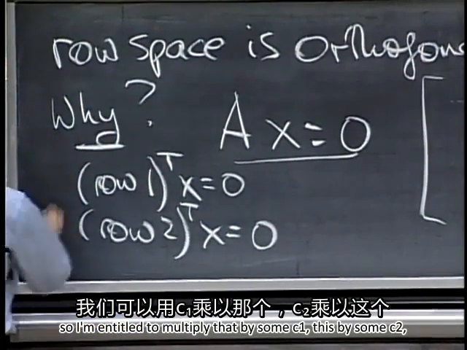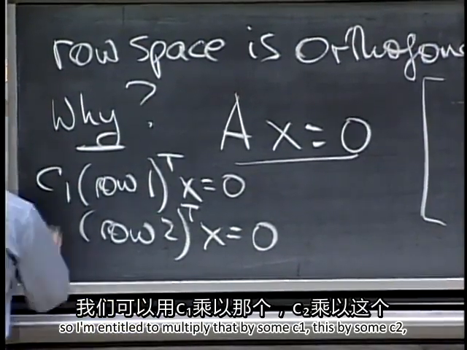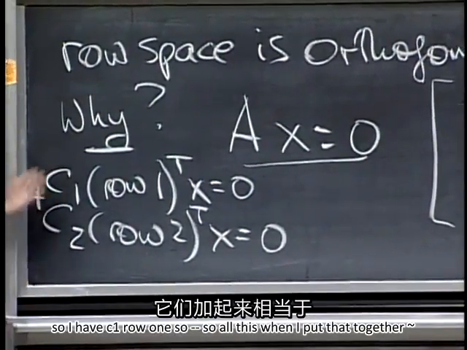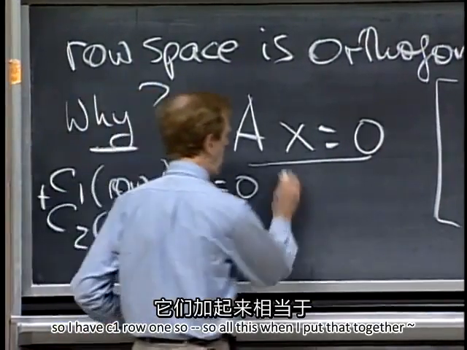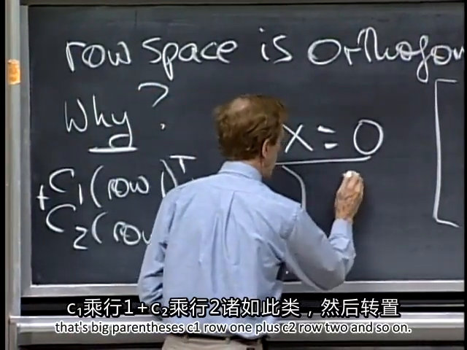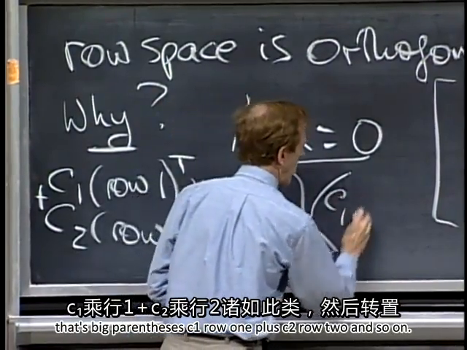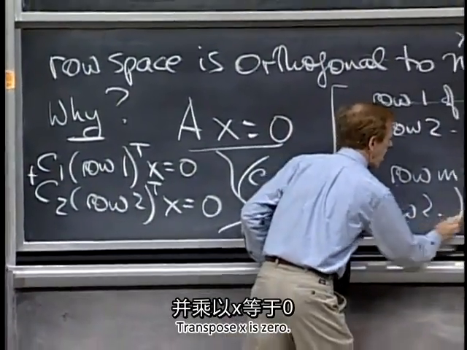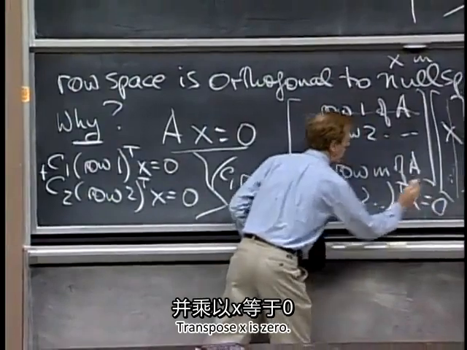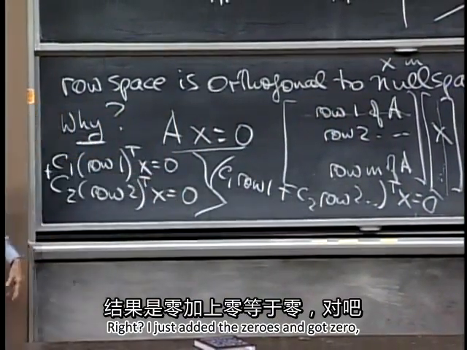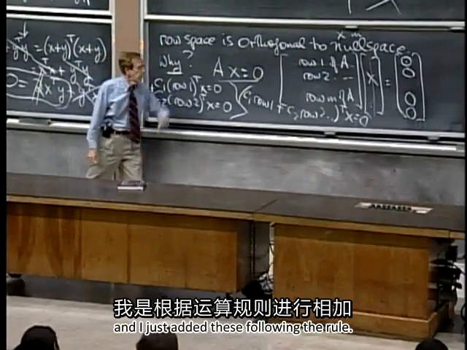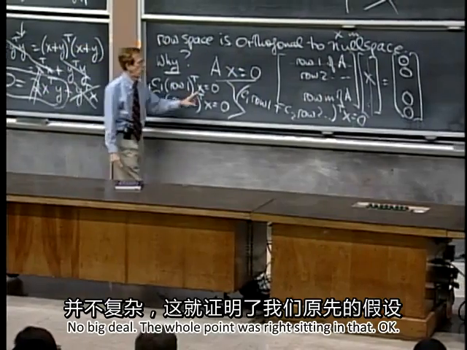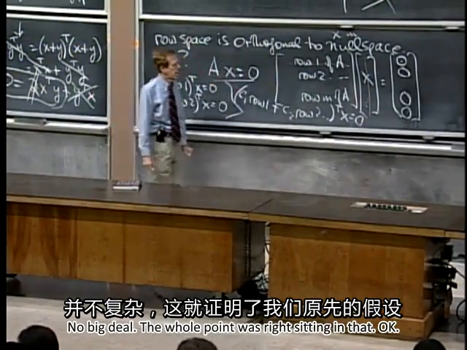So I'm entitled to multiply that by some c1, this by some c2. I still have zeros. I'm entitled to add. So I have c1 row 1. So all this, when I put that together, that's big parentheses, c1 row 1 plus c2 row 2 and so on, transpose x is 0. Right? I just added the zeros and got 0, and I just added these following the rules. No big deal. The whole point was right sitting in that. Okay.